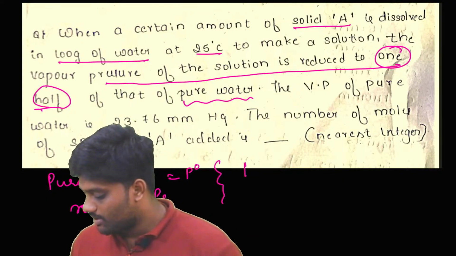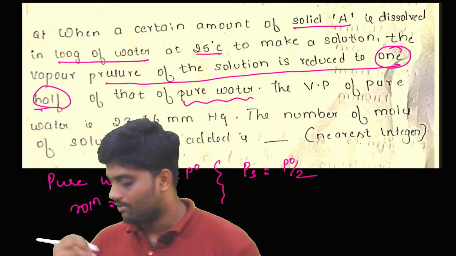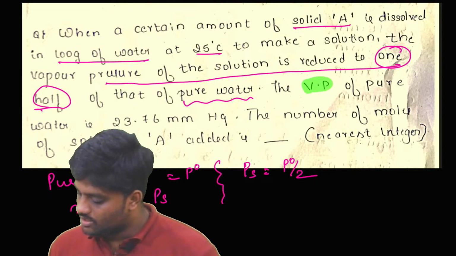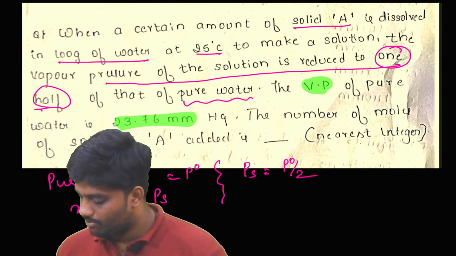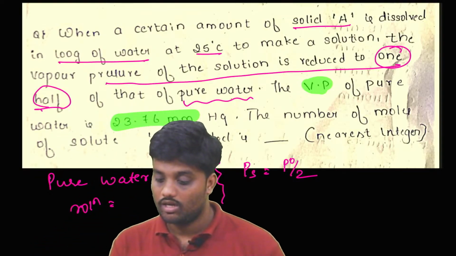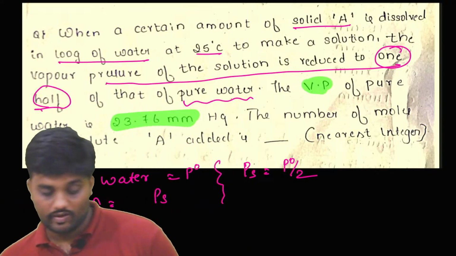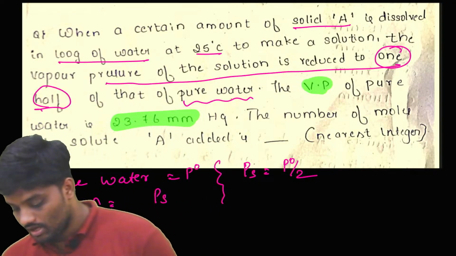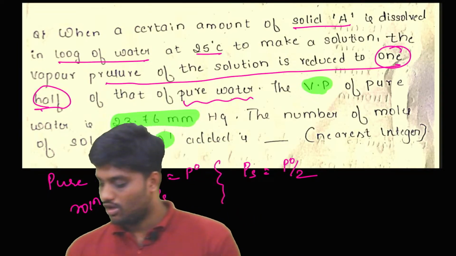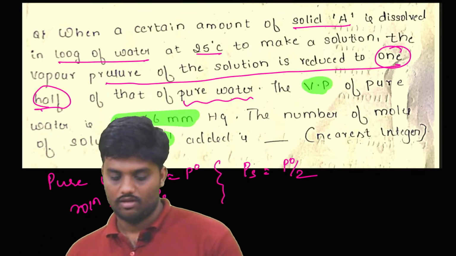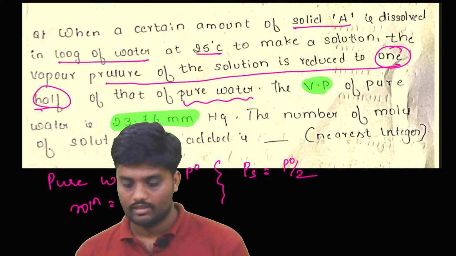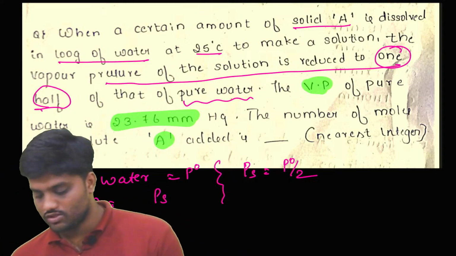Now what happens according to the condition: the vapor pressure of the solution becomes half of the water's, right? They are saying the vapor pressure of pure water is 23.76 mmHg. The number of moles of solute A added, what is it? You have to find out the moles of the solute.